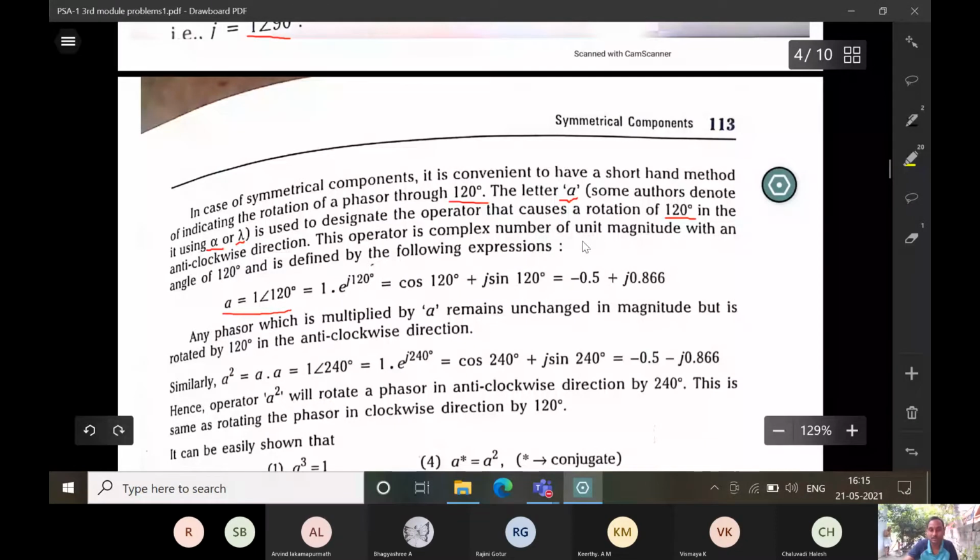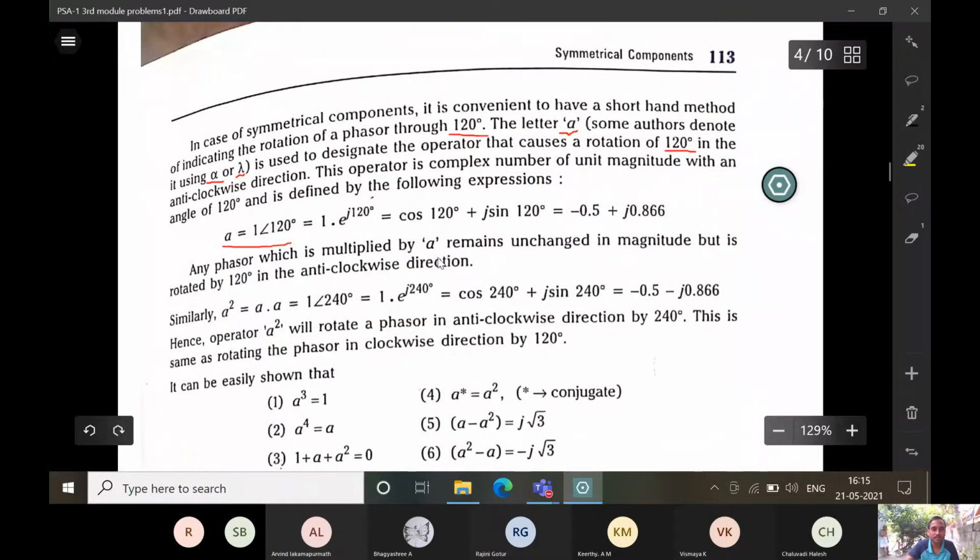This operator is a complex number of unit magnitude with an angle of 120 degrees and is defined by the following expression. So how we will get this expression, I will explain. A at an angle 120 degrees means 1 into e raised to j 120 degrees, that is cos of 120 plus j sin of 120. So this gives minus 0.5 plus j 0.866. So this is the answer for A. Okay.